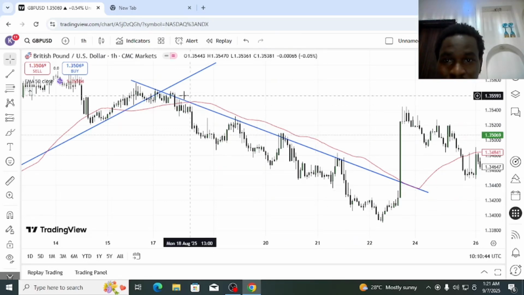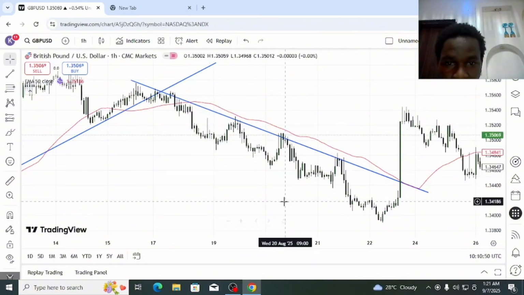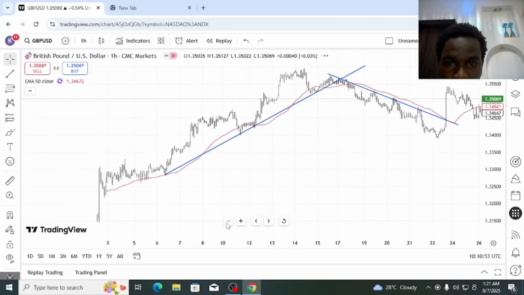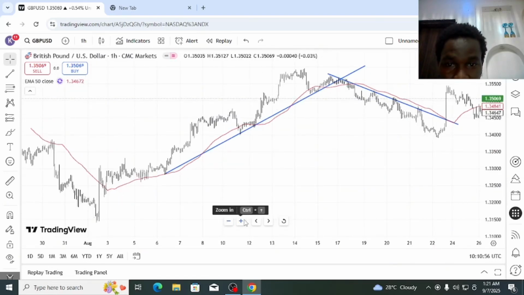So you can see this trend line formation here. We have properly drawn our trend line in this downtrend, just like we did here. So now I hope you understand how to properly draw a trend line.